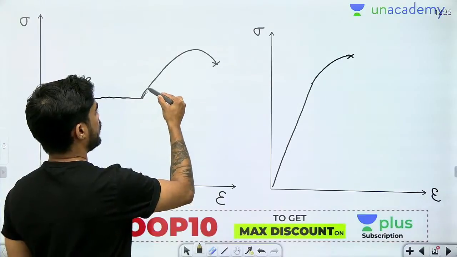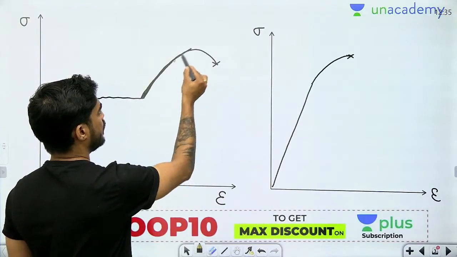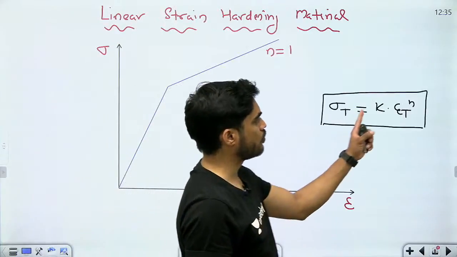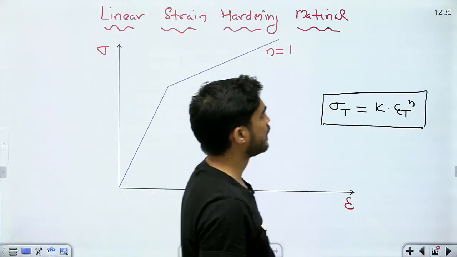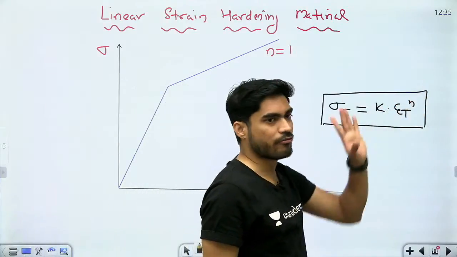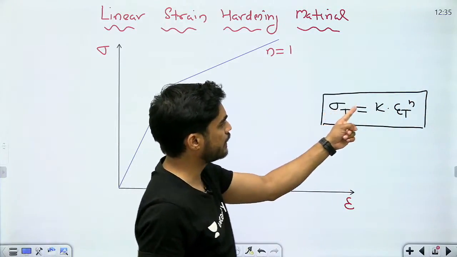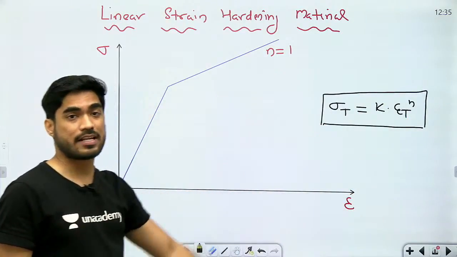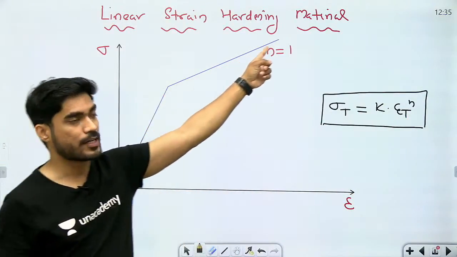Strain hardening के टाइम पे ये जो कर्व बनता है, इस कर्व की ये अप्रोक्सीमेट रिलेशन है, सिग्मा t equals k into epsilon t whole to the power n. तो बेटा लीनियर स्ट्रेन हार्डनिंग मतलब n is equal to 1. Okay, so you will get sigma t equals k into epsilon t. It's a straight line equation. So this is that equation.